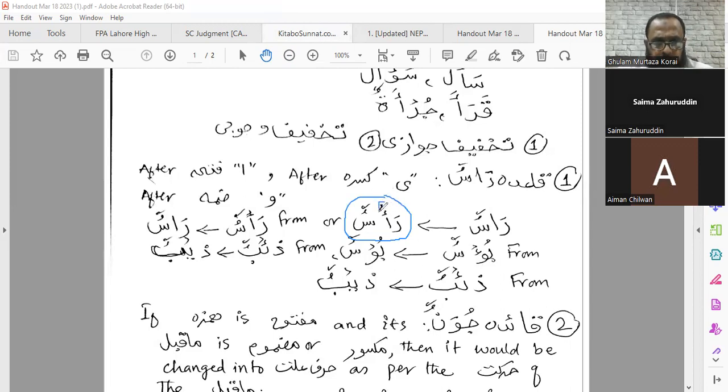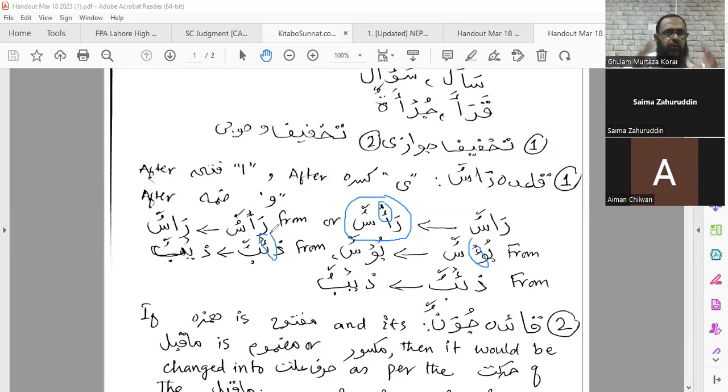Now it is hamza. If there is hamza in the kalima, this is the first thing, and its ma qabl is mutaharrik, so hamza is sakin in ra'sun, hamza is sakin in bu'sun, hamza is sakin in dhi'bun, dal is maqsur. Sorry for forgetting the haraka.